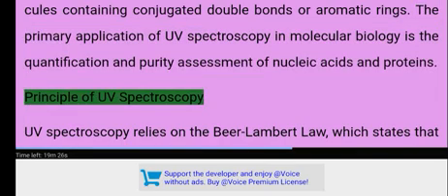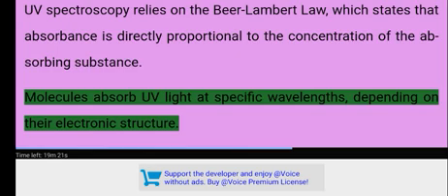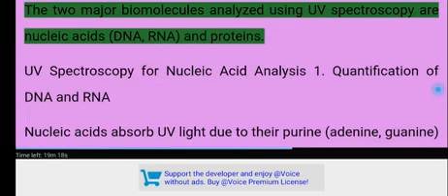Principle of UV spectroscopy. UV spectroscopy relies on the Beer-Lambert law, which states that absorbance is directly proportional to the concentration of the absorbing substance. Molecules absorb UV light at specific wavelengths, depending on their electronic structure. The two major biomolecules analyzed using UV spectroscopy are nucleic acids, DNA and RNA, and proteins.